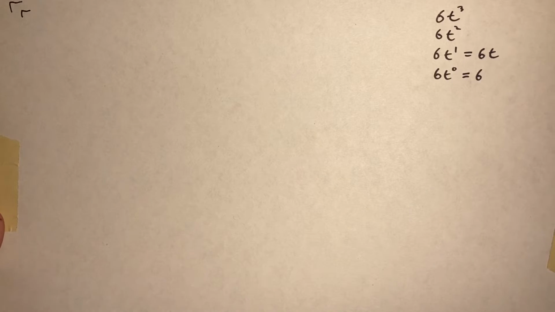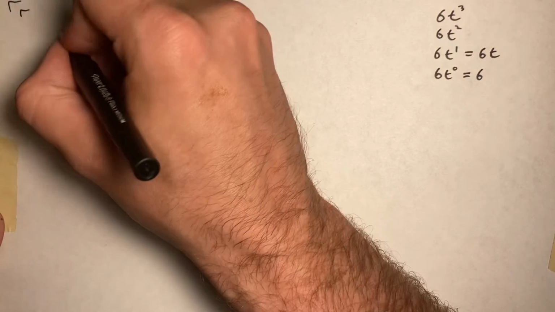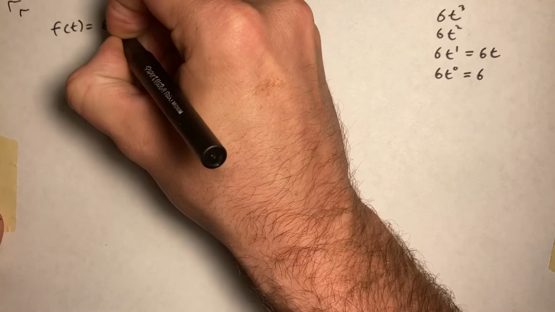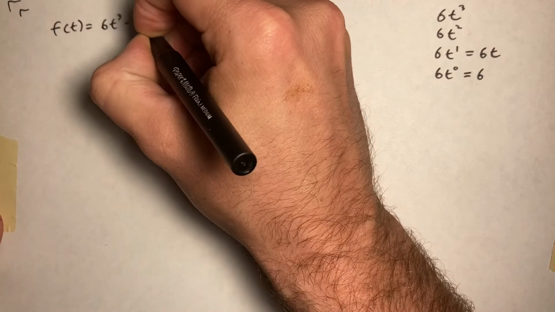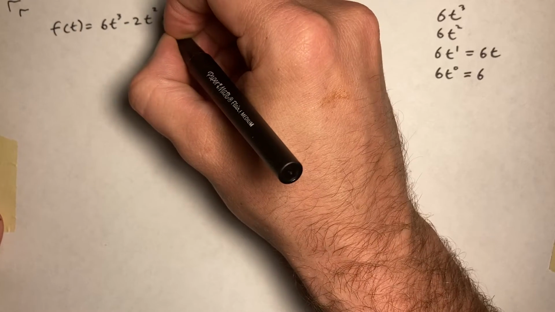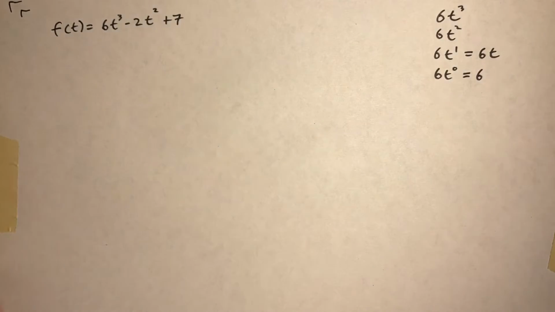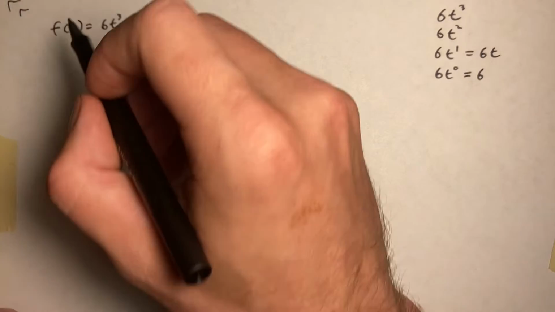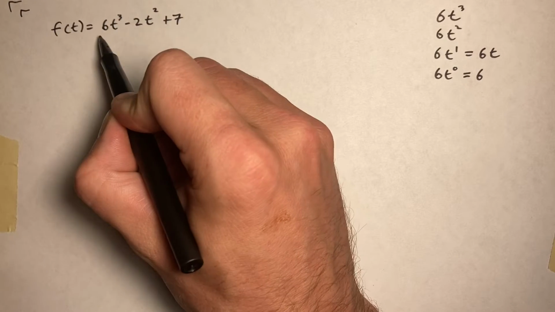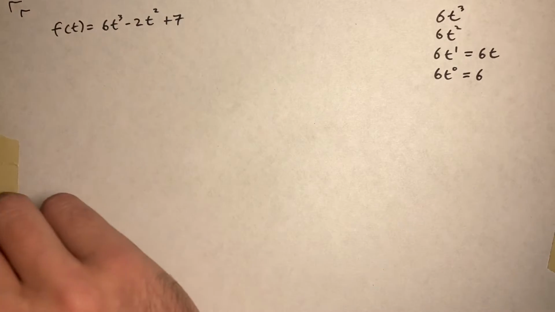Let's go over derivatives. So let's say that I've got a function of t that's like 6t to the third minus 2t squared plus 7. Okay, so in order to do the derivative of this, I'm going to have to use the power rule. So for that, I'm going to take whatever exponent is out front, multiply it by the whole term, and then decrease the exponent by 1.